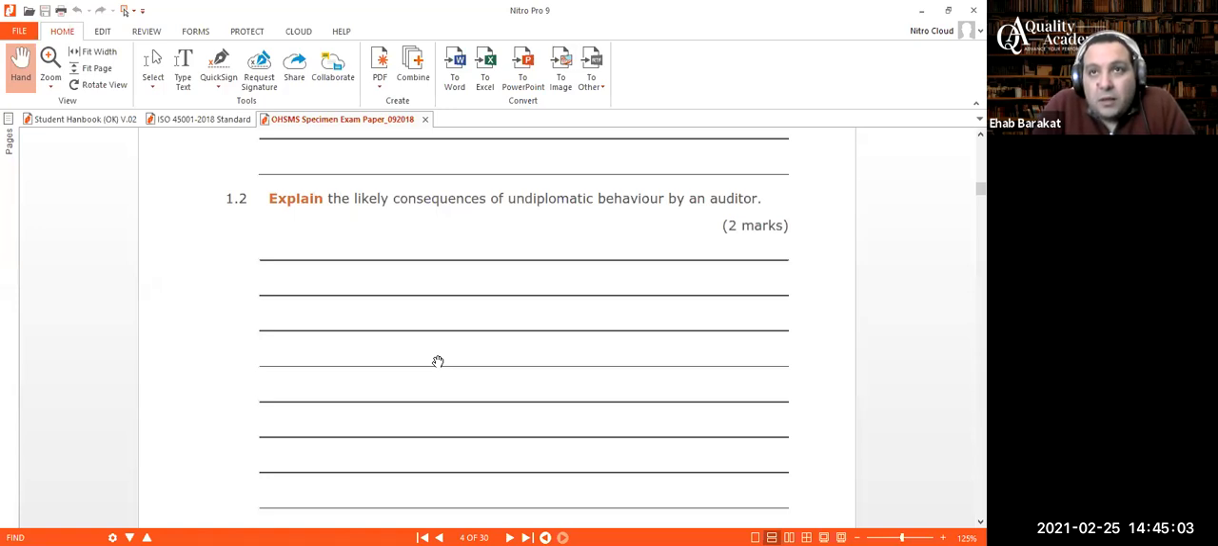Maybe the auditee may request stopping the audit. Maybe that will affect the reputation of the certification body. Maybe that will affect the reputation of the auditor. Maybe that may waste the time of the audit. It will not let the auditors follow their plan properly. All of these are consequences. It's 2 marks, so I want just two consequences from what you understand, which has not been mentioned in any part of the material.